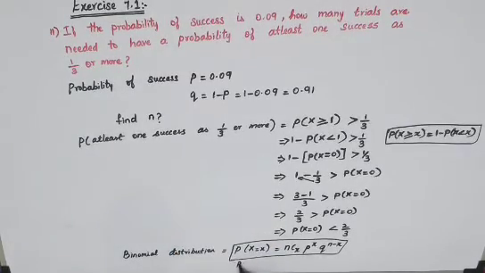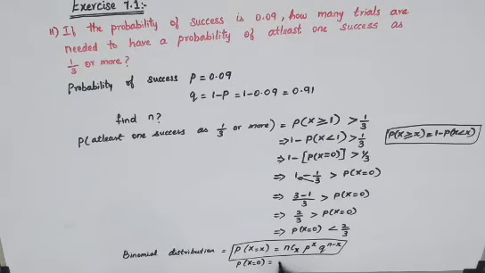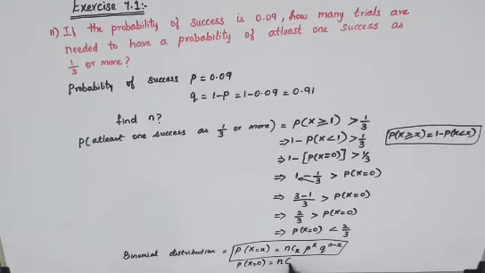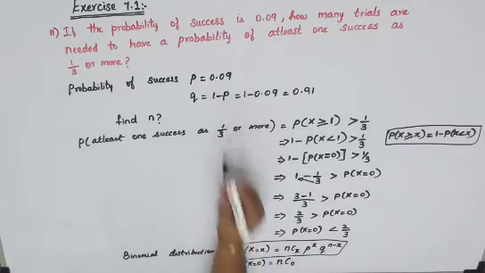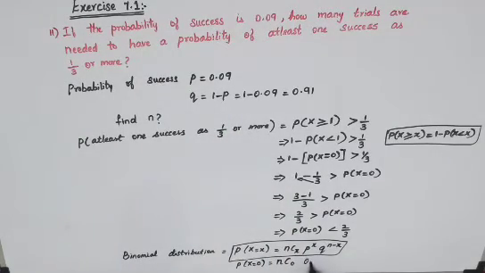So P of X is equal to 0 is equal to, keep your n as it is, nC0, instead of x put 0, P power x, P is nothing but 0.09, so 0.09 the whole power, x is your 0.